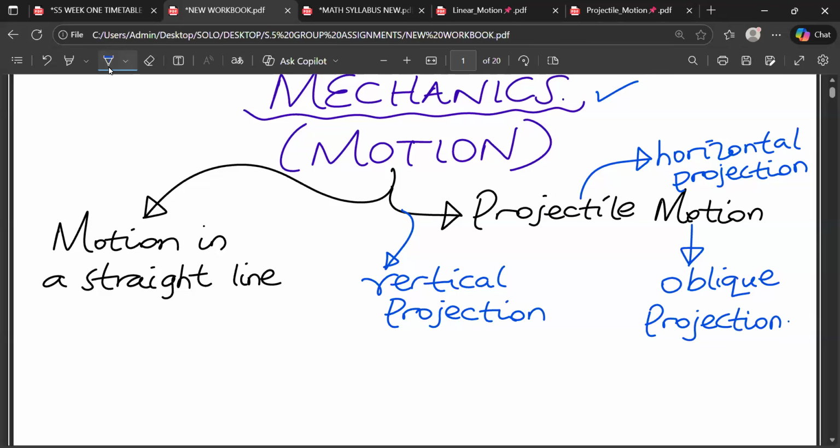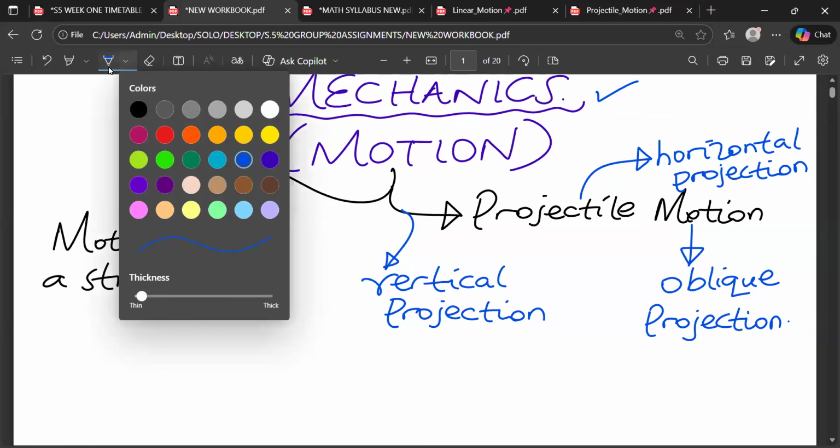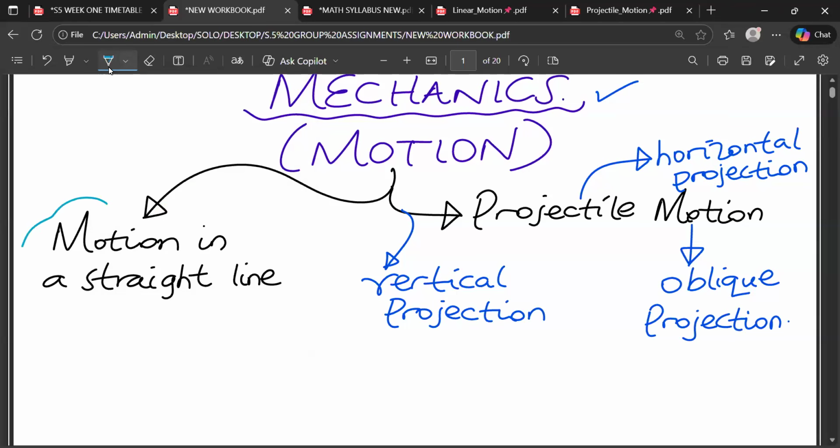And I also teach you oblique projection. So when we get done with that, you'll be a very good student of motion. Then maybe later on, you add on relative motion, after covering resultant velocity.